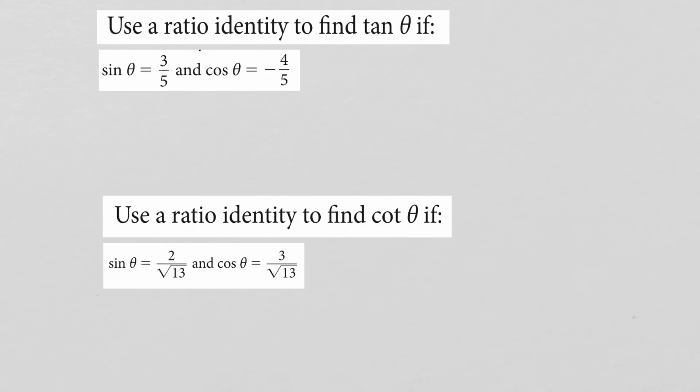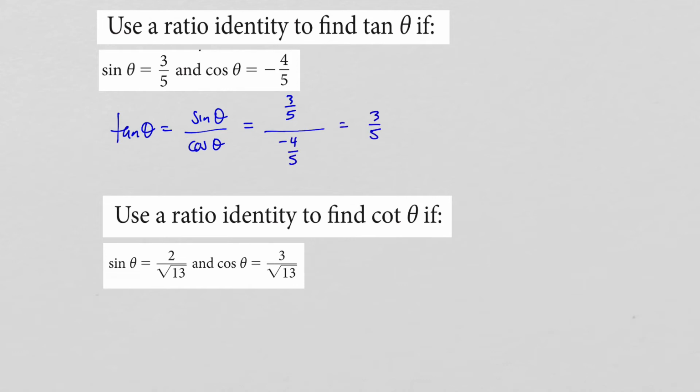And then we have a couple of examples about using a ratio identity. So in the first one, it says use a ratio identity to find tangent theta if sine theta is 3/5 and cosine theta is negative 4/5. So we'll start with remembering that tangent of theta is sine of theta divided by cosine of theta. That's one of our ratio identities. And sine of theta, they told us, is 3/5. And cosine of theta is negative 4/5.